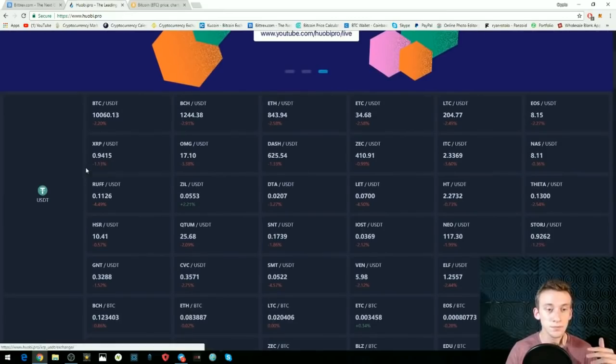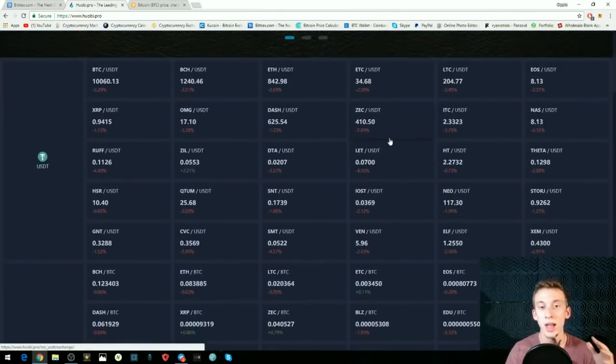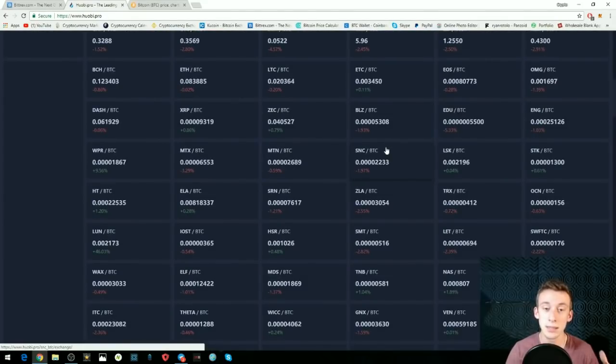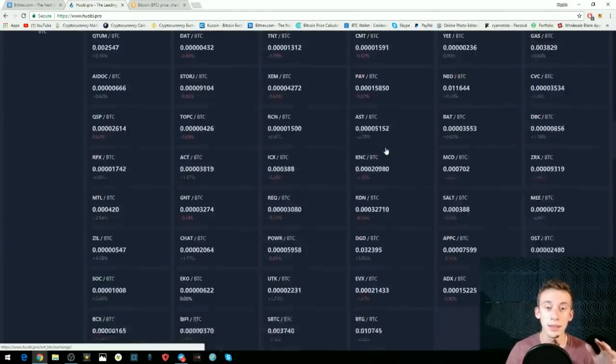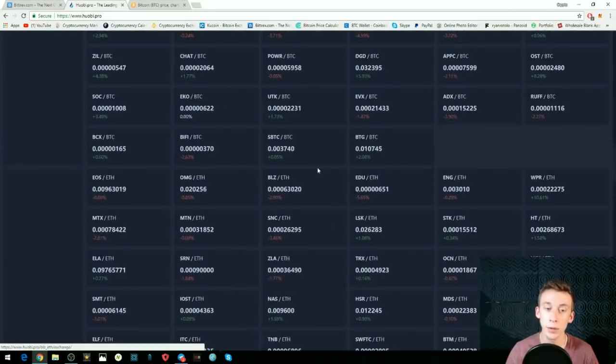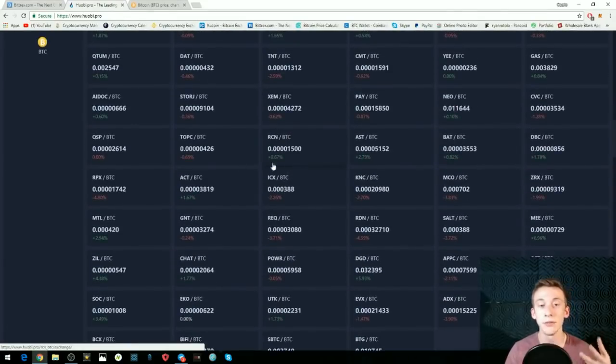So down here, this is the listing of all the cryptocurrencies for the different markets. They have the Tether market, the USDT market, the Bitcoin market, and the Ethereum market down here. So they have a large amount of cryptocurrencies to offer in 3 different markets.